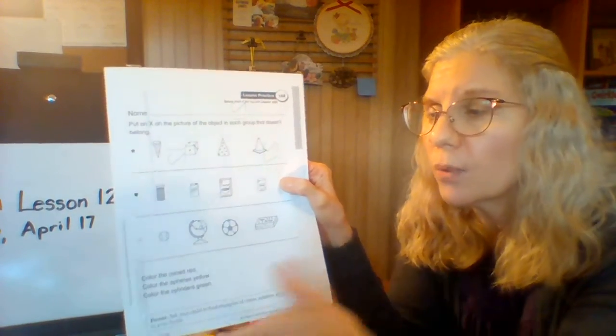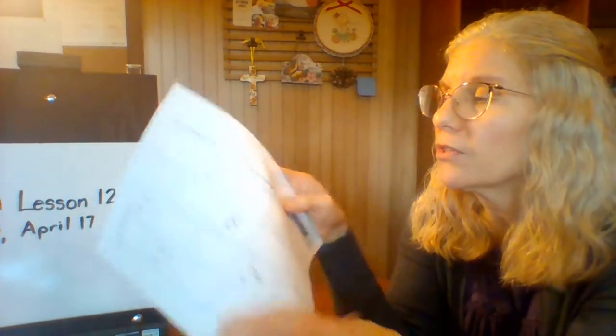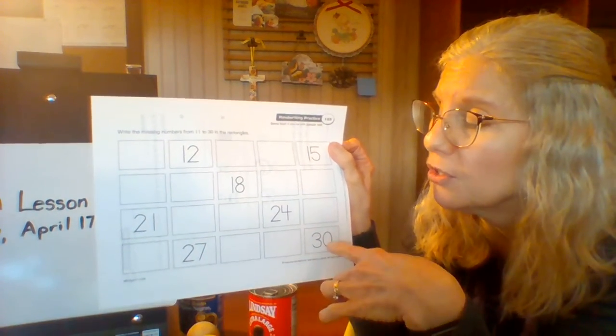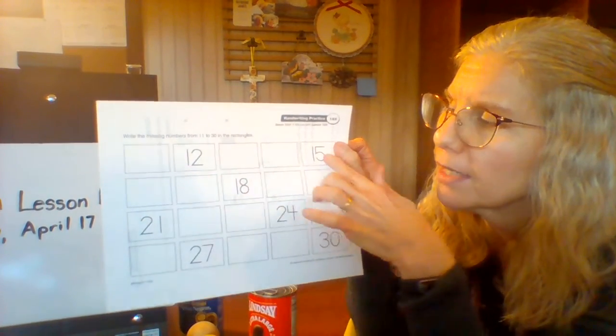There you go. So when you're done with that, then you can turn it over to the other side, and the other side has numbers. Ooh, more spaces are empty, so you have to put in the numbers from 11 to 30. 30 is here, but you need to start here with 11, and then you want to keep going until you get all the way down to 30. Do your best writing, and then you will be done. What a short math lesson today. I bet you're happy about that.